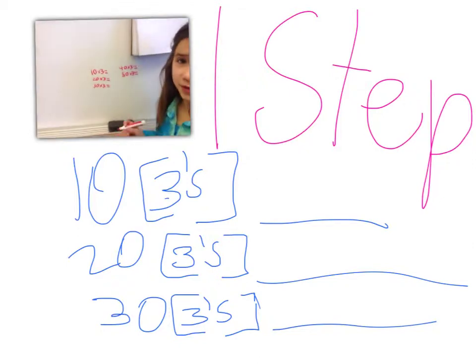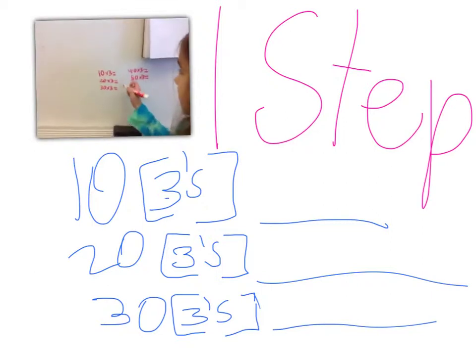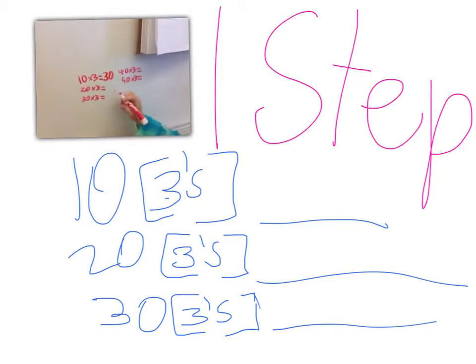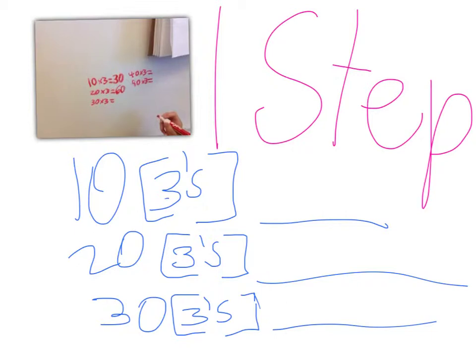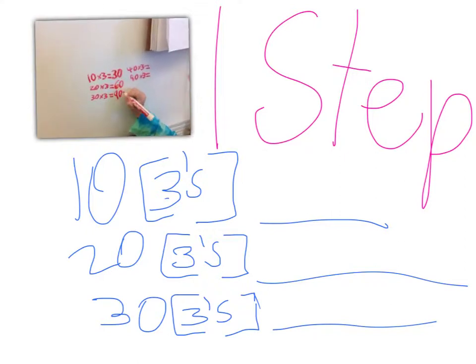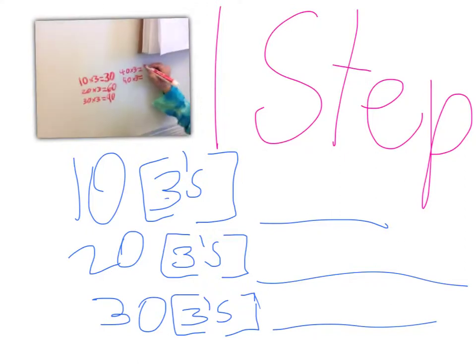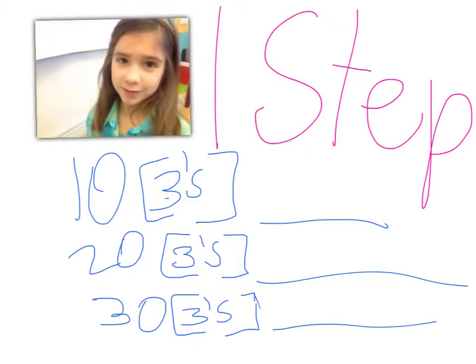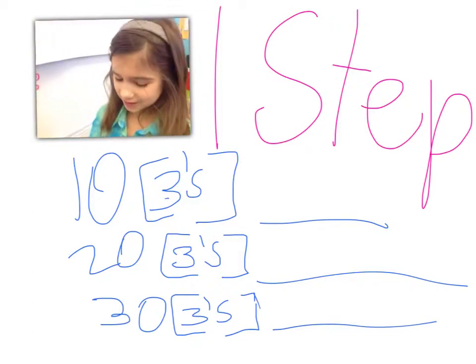10 with how many threes in it is also like saying 10 times 3, which is 30. And 20 times 3 is 60. And that's how many 3s are in 20. 30 times 3 is 90. 40 times 3 is 120. And 50 times 3 is 150. And so that's like saying how many 3s are in all. You can't really do anything else because the headphone jack is stuck in there.